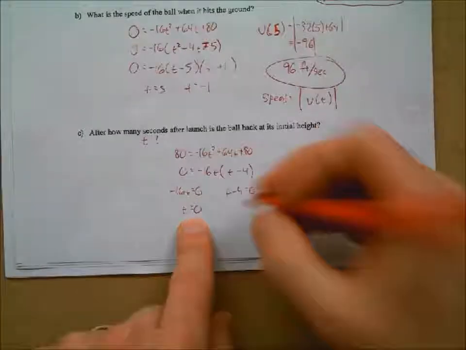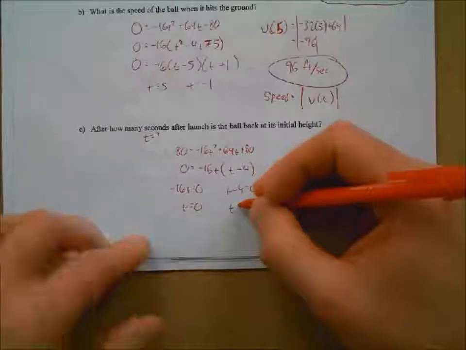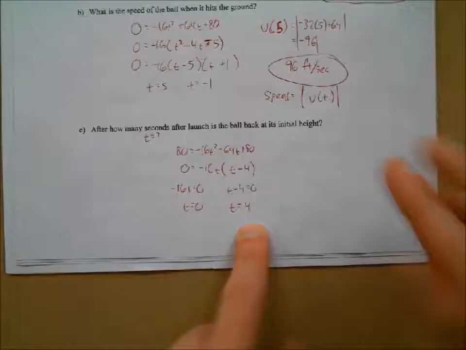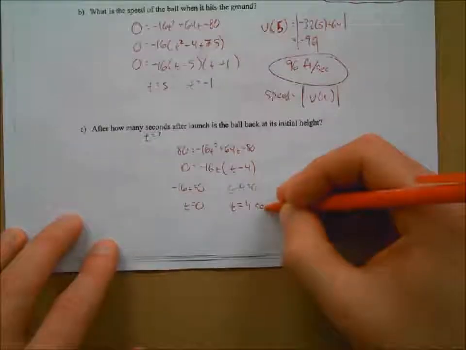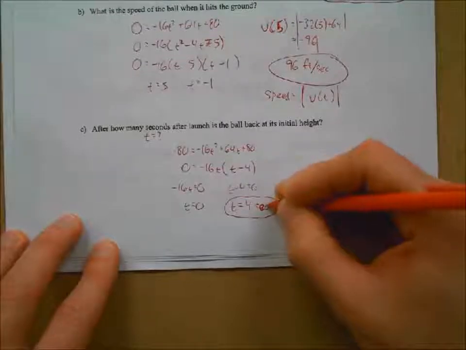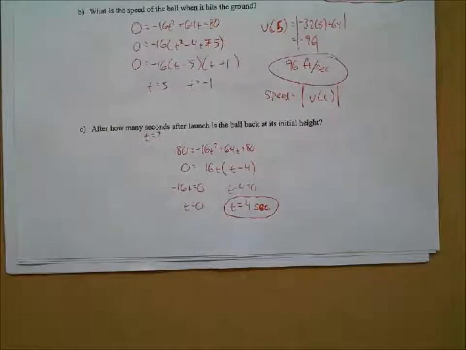But then later, the ball is going to be coming back down, and that's t equals 4. So at t equals 4 seconds, the ball will be back at that initial height as it's returning now to the ground. Okay? So 4 seconds there. All right, questions on any of that? All right, moving on then.